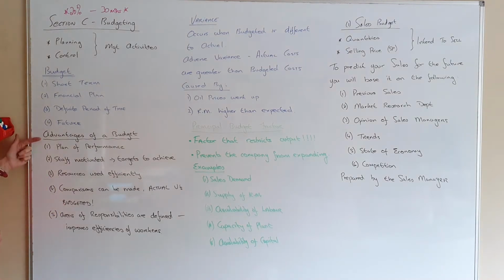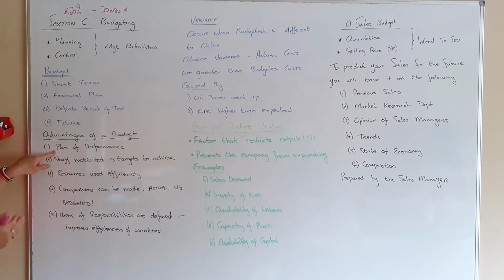So what are the advantages of a budget? So it helps you plan your performance. If you have a plan, like for your Leaving Cert, you would know how you're going to perform towards it. It helps staff be motivated. If staff know where they're meant to be in the next 3 months, 4 months time, it helps them to be motivated and to try to achieve their targets. And again, you'd use that in your business course. All the resources you have, because you know where you're going, you probably would use your time resource more efficiently, money will be used more efficiently, labour, raw materials.